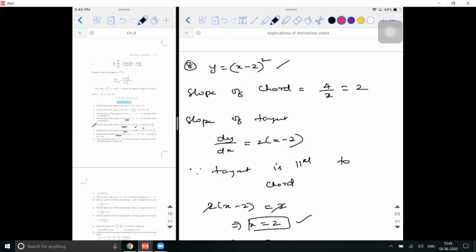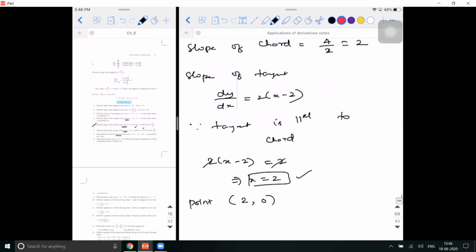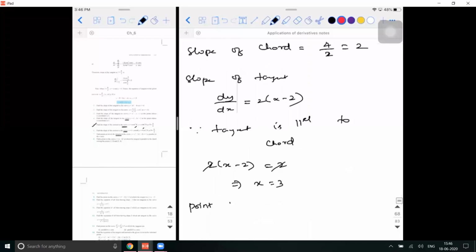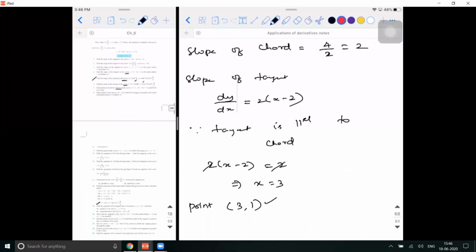So will it be 3, sir? 3 here. Why? If we cancel 2 to 1, oh, sorry. It will be x equal to 3. So x will be equal to 3. Then when you substitute 3 here, y will be 1. The point is 3, 1. Correct? So 3, 1 is the point at which it will be parallel to the chord joining 2, 0 and 4, 1.